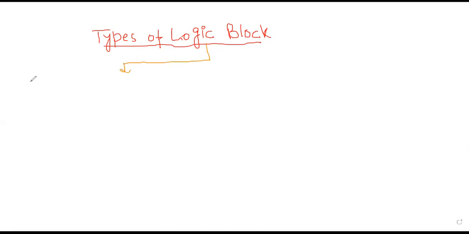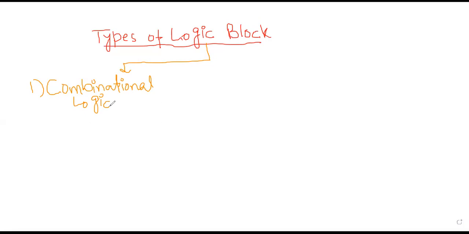The first is known as the combinational logic block. I think it depends on the inputs. Yes, I will describe it. Combinational logic blocks are those whose output logic value depends only on the input logic value.